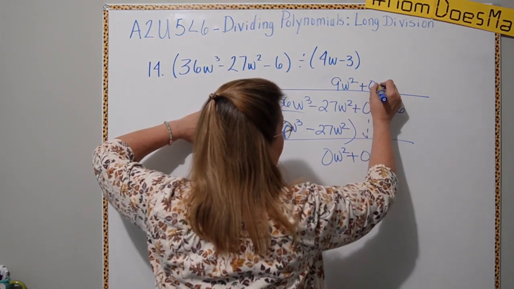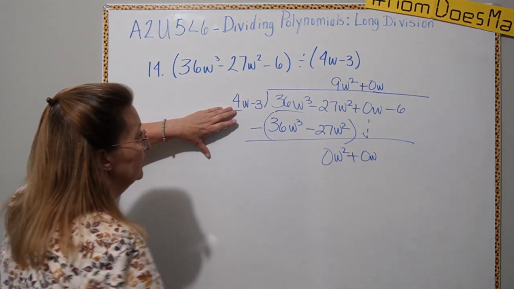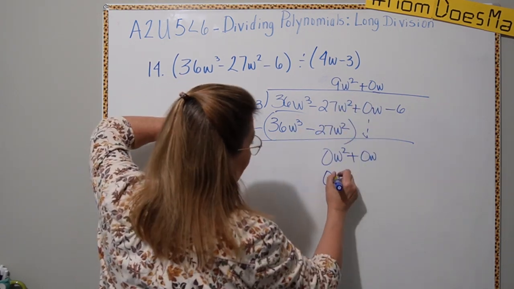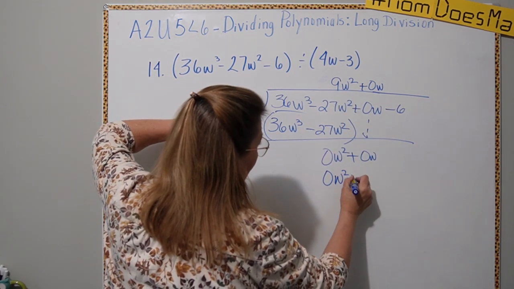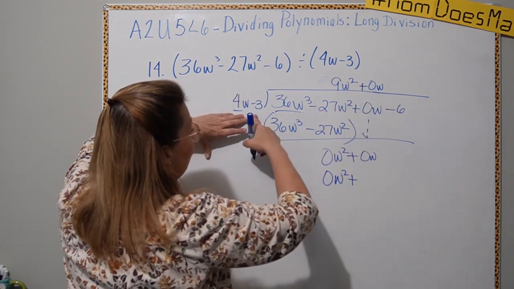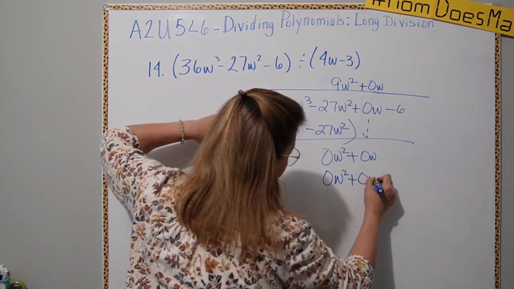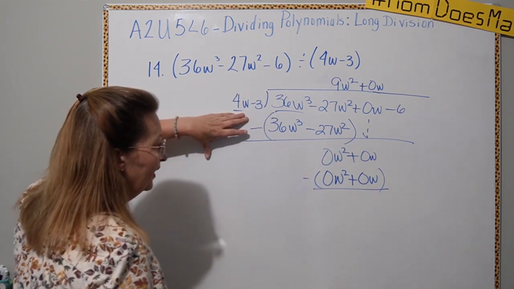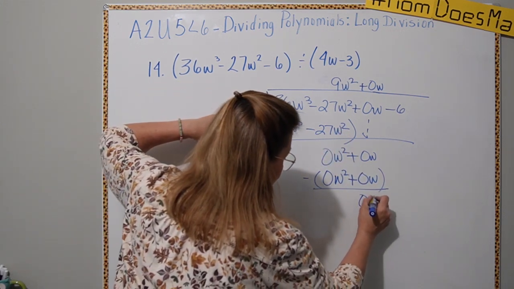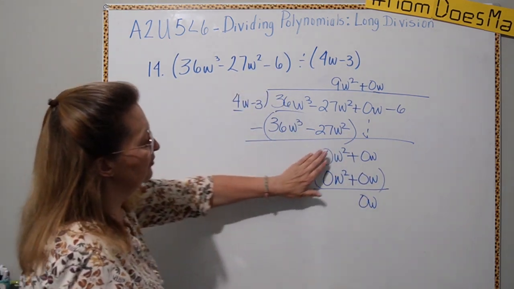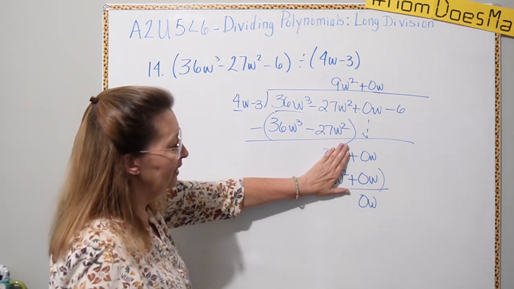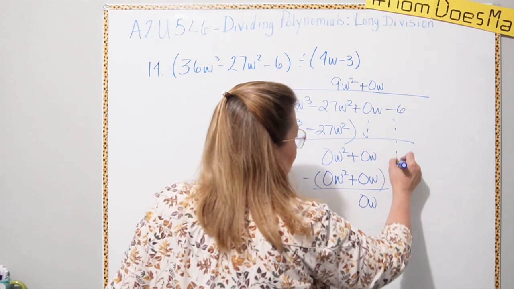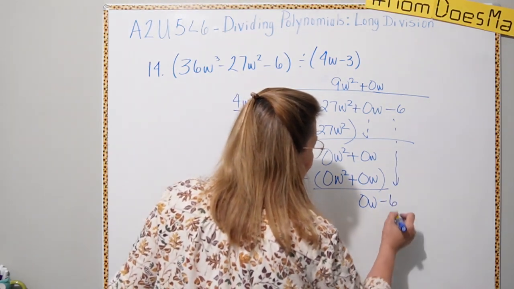Well, that would be times 0w. 0 times 4 is 0. W times w is w squared. All right, what is 0w times negative 3? 0w. What do you get when you subtract 0 minus 0? You still get 0w here. Remember, this is the place you're trying to eliminate. This is the place you're bringing down. All right, so this one comes all the way down, minus 6.